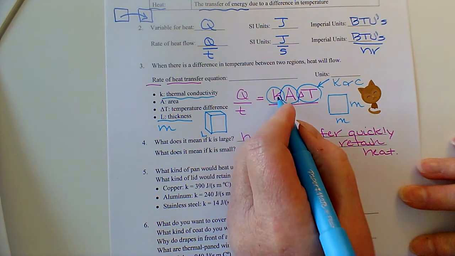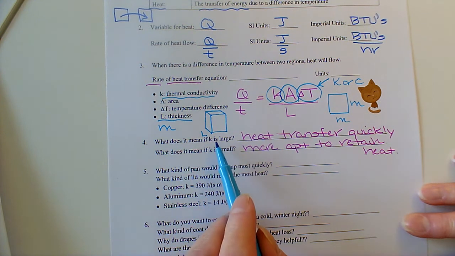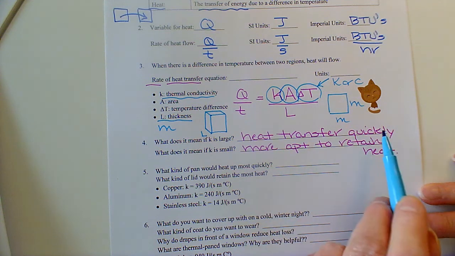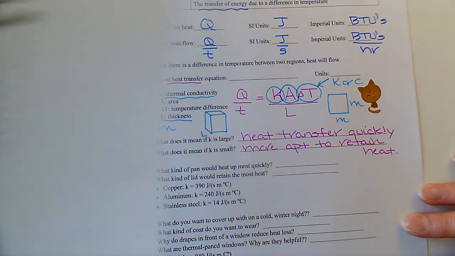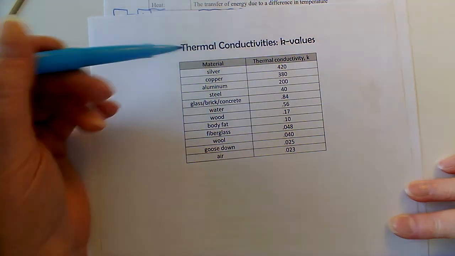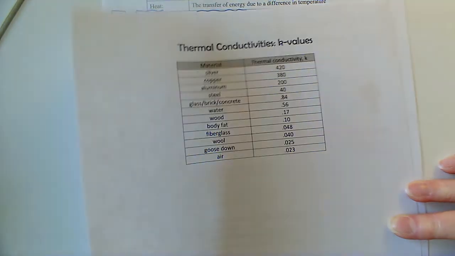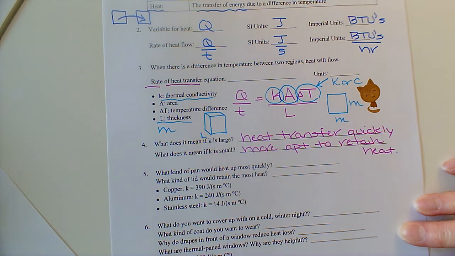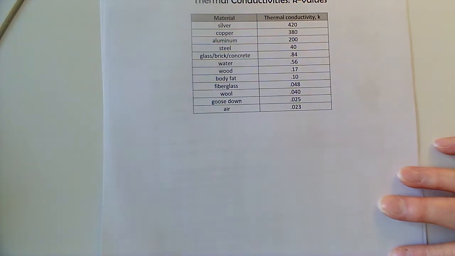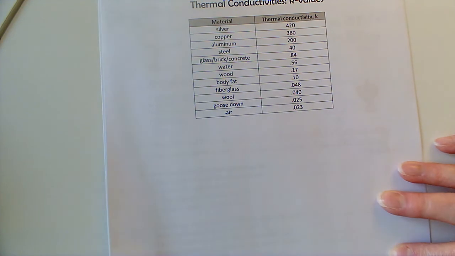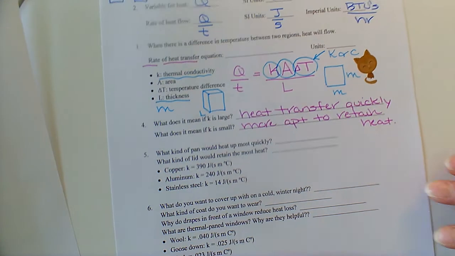Okay, so let's go back to the K. What does it mean if K is large? It means that heat is going to be transferred very quickly. So when I look at this chart, what substance transfers heat the quickest? Well, in terms of our chart, that would be silver. And what does it mean if K is small? It's more apt to retain heat. So what does not transfer heat very well? Air, goose down, and that'll make a little bit more sense here in a minute.